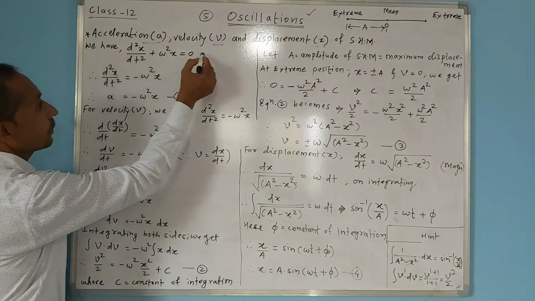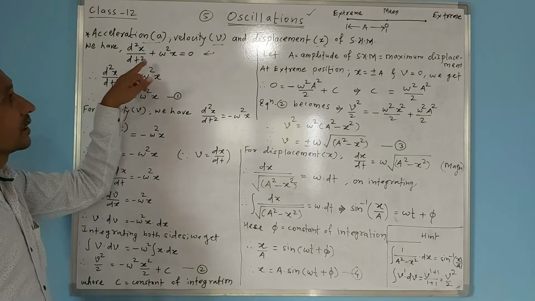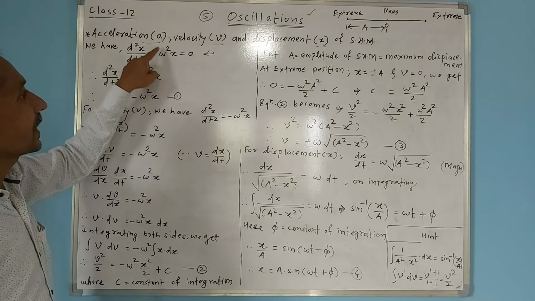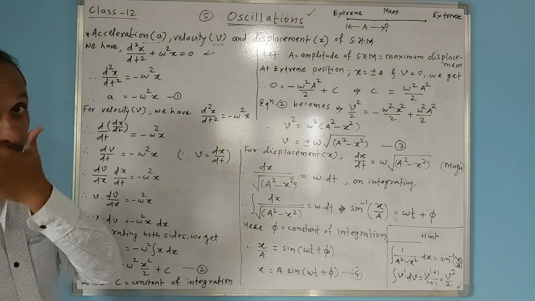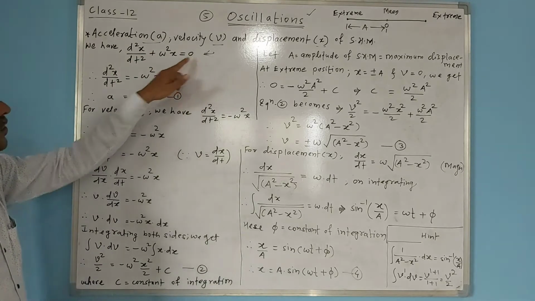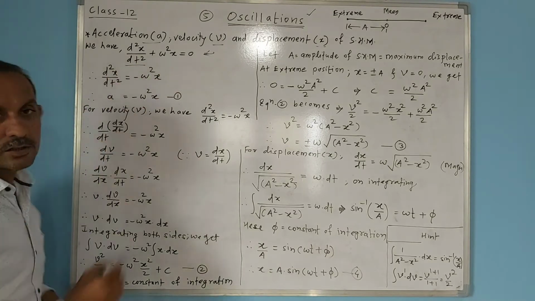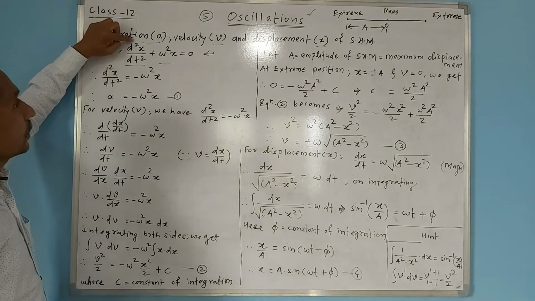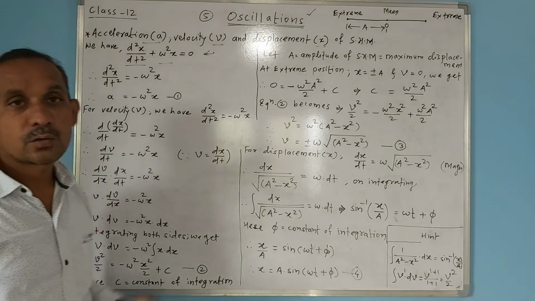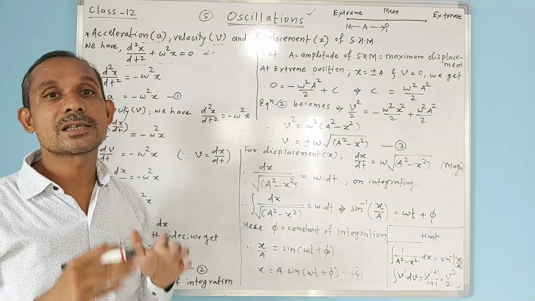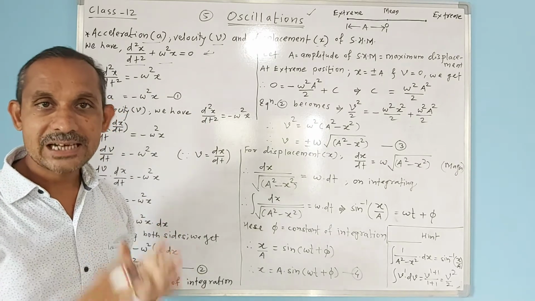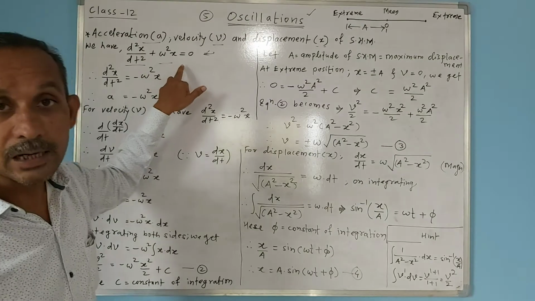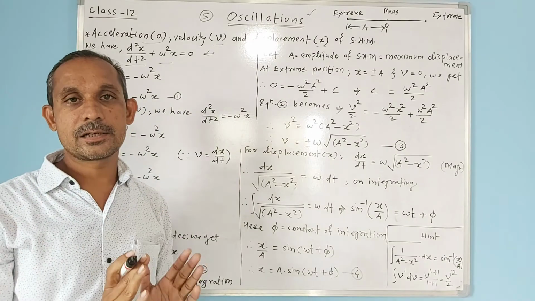So this is the differential equation, d2x by dt square plus omega square x is equal to 0. Let's arrange this equation. This is the first term, this is the second term. What is the first term? d2x by dt square. What do you mean by d2x by dt square? It is the acceleration. As we know, this first term is the acceleration. The second term will also be an acceleration.